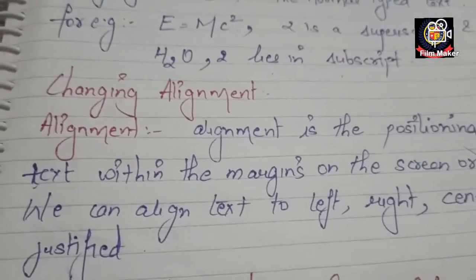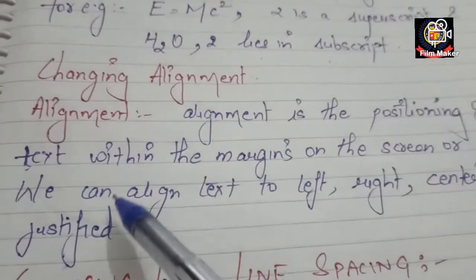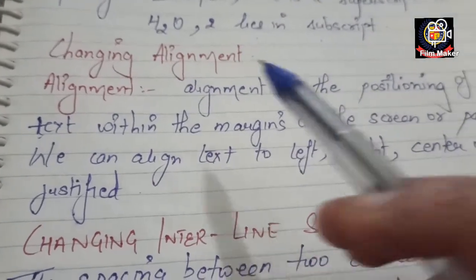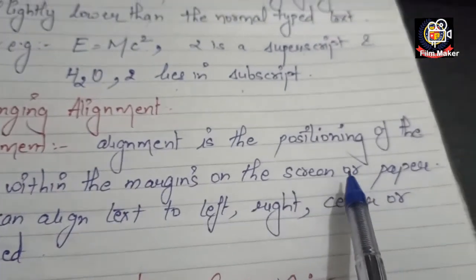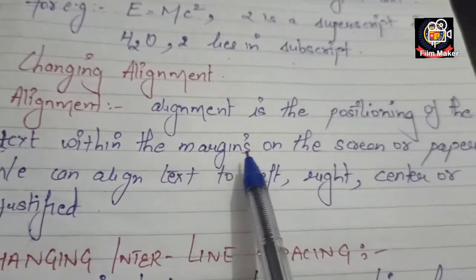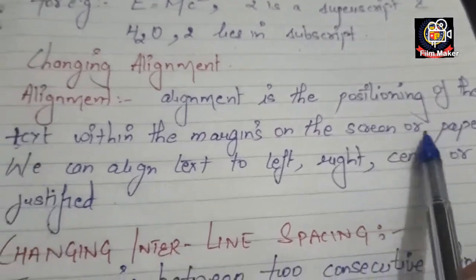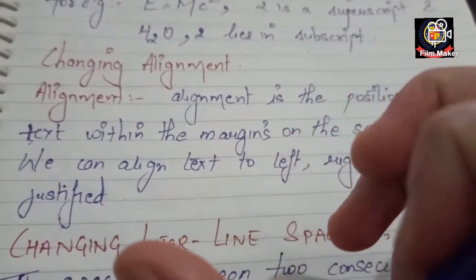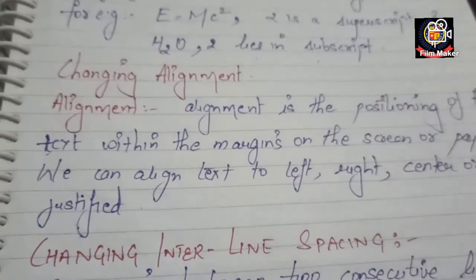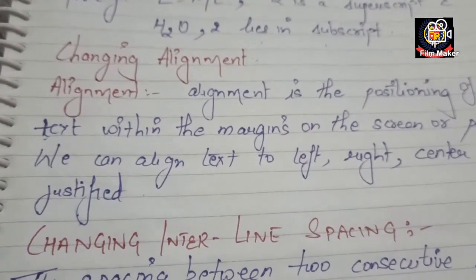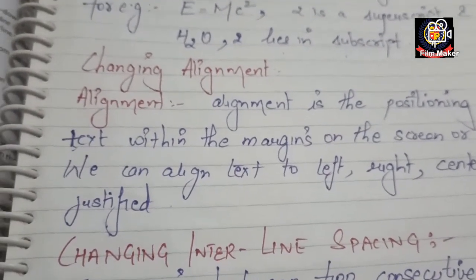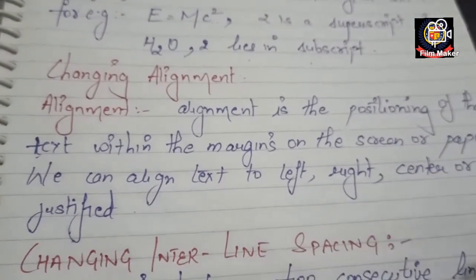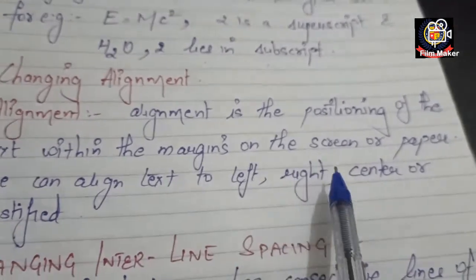Now we're going to talk about our next topic, changing the alignment. If I want to align the text, first of all we need to discuss what alignment is. Alignment is the positioning of the text within the margins on the screen or paper. Margins means the spacing from left, right, top or bottom of where our cursor is blinking. So the positioning of text within the margins or on the paper is what we call alignment.